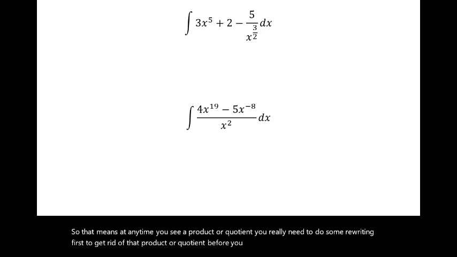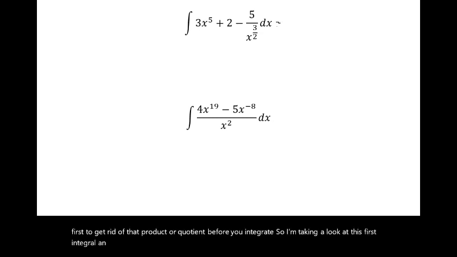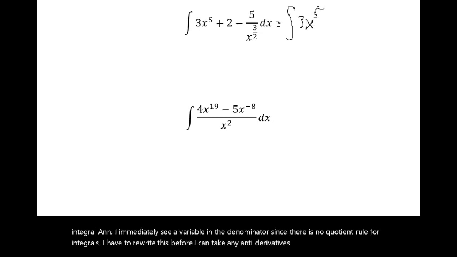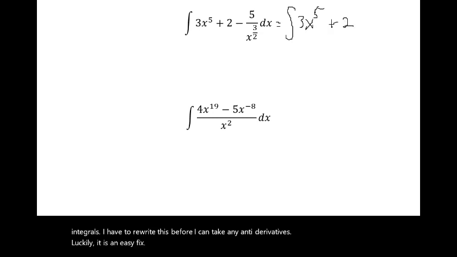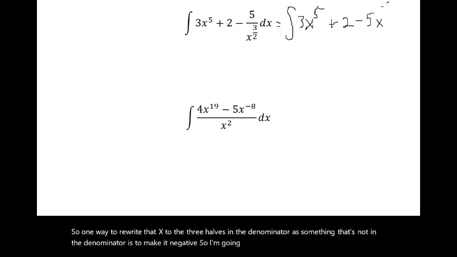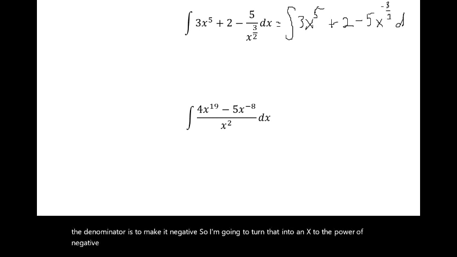So I'm taking a look at this first integral, and I immediately see a variable in the denominator. Since there is no quotient rule for integrals, I have to rewrite this before I can take any antiderivatives. Luckily, it is an easy fix. So one way to rewrite that x to the 3/2 in the denominator as something that's not in the denominator is to make it negative. So I'm going to turn that into an x to the power of -3/2 and put it back in the numerator. And now there is no quotient, so now I don't have to worry about it.